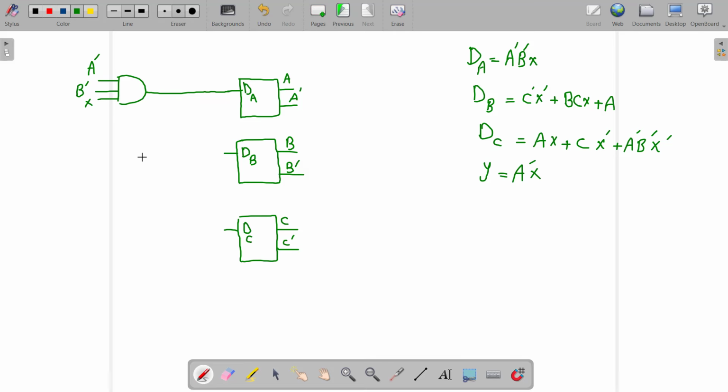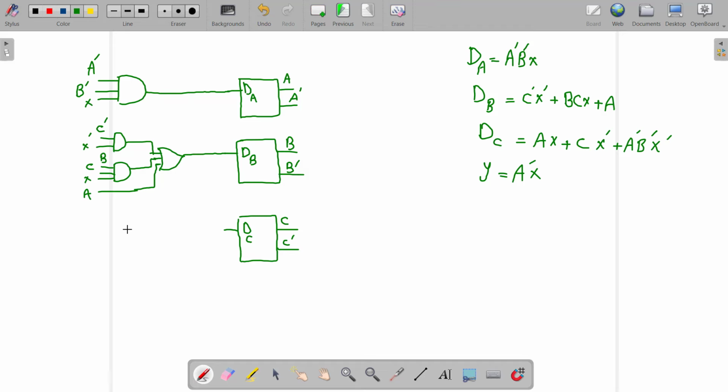For the DB, we have C prime, X prime. We have BCX, and also we have A. So all of these three are ORed together in this form that you can see, then connected to the B.